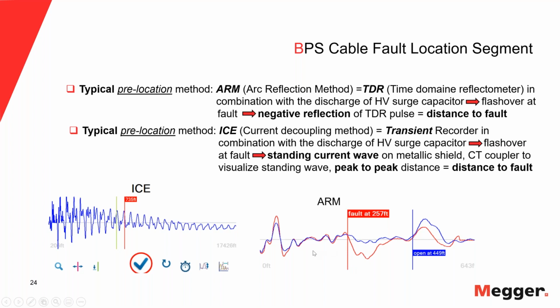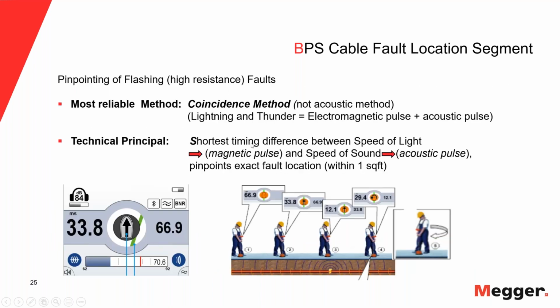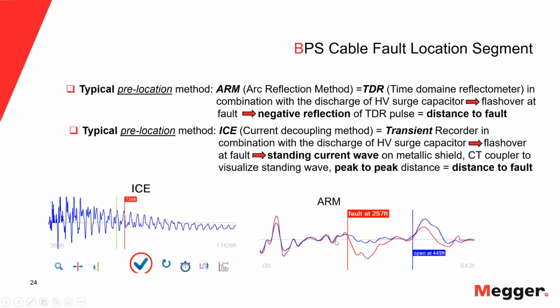That's what you see on the right-hand picture here. The blue trace is just the TDR trace by itself, so no high voltage. It shows the end at 449 feet. Then in the second step, we repeat it, but also discharging the capacitor. It flashes over and makes that TDR pulse reflect negatively. Up to the impedance mismatch, the two traces are identical and then they split up, and that's our fault distance, 257 feet in this case.